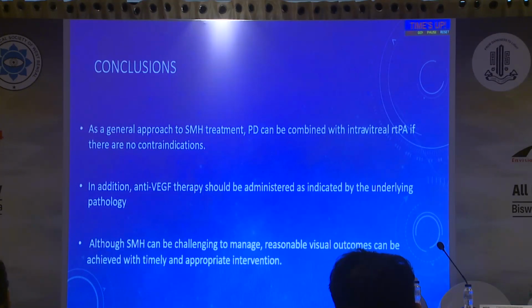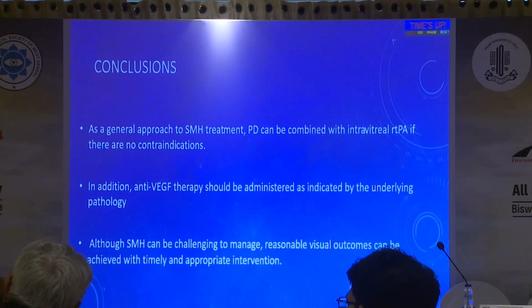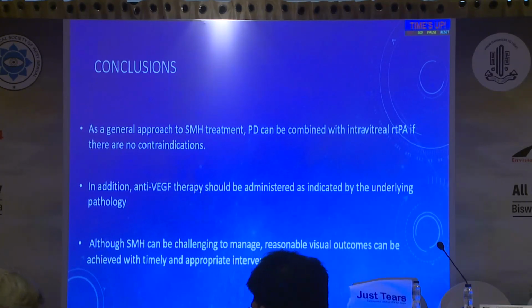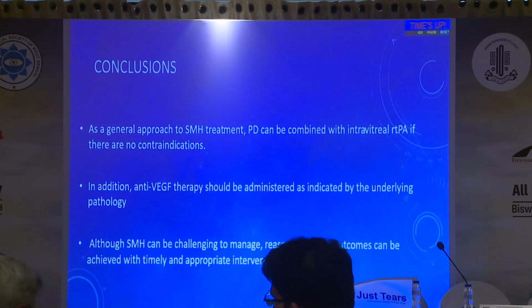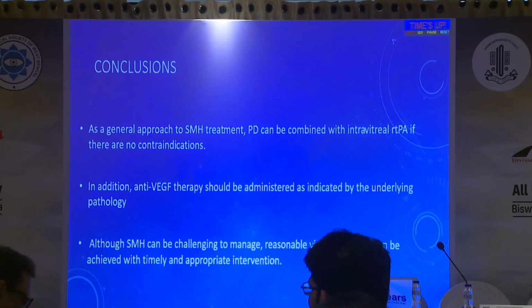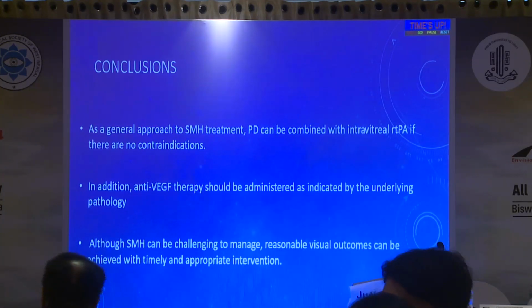And to conclude, yes, as a general approach to submacular hemorrhage treatment, pneumatic displacement can be combined with intravitreal tPA if there is no contraindication. But as I was discussing previously, anti-VEGF monotherapy is also an option. So although submacular hemorrhage can be challenging to manage, a reasonable visual outcome can be achieved with timely and appropriate intervention. Thank you.